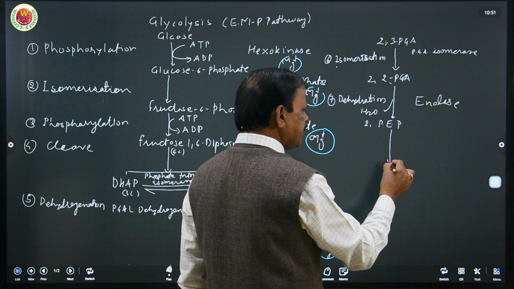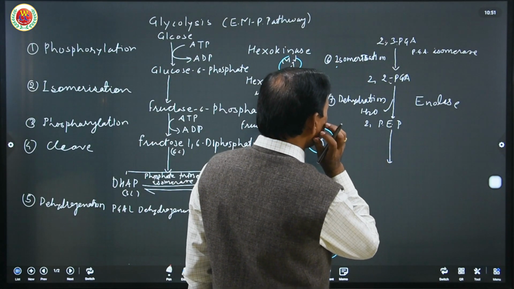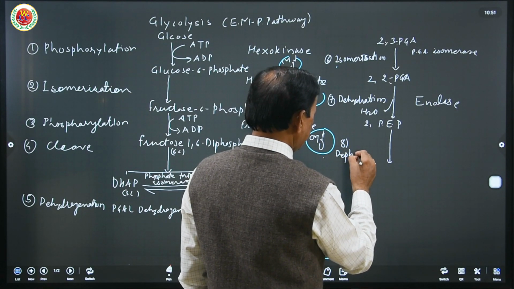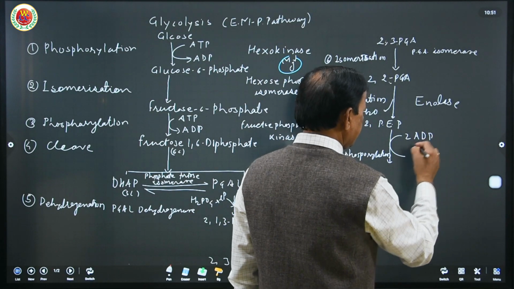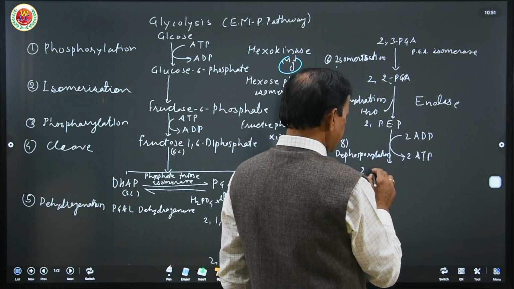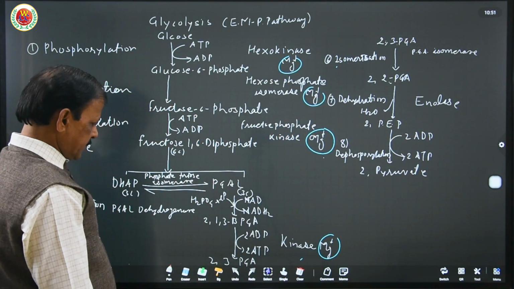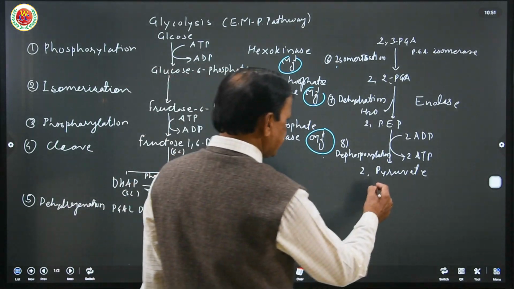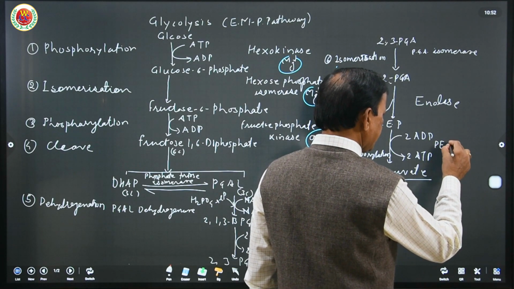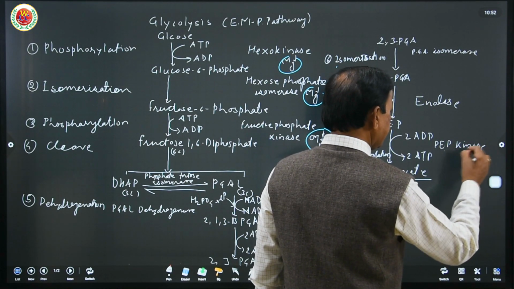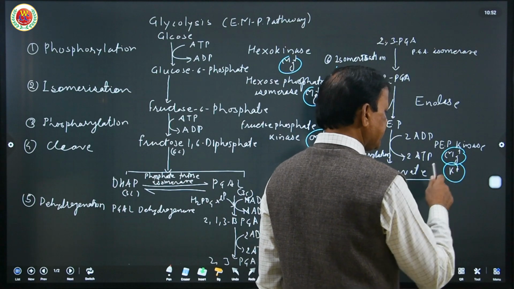Now the phosphoenol pyruvic acid undergoes the next and last step, dephosphorylation, the 8th stage. Phosphoenol pyruvate is converted into pyruvate. Again 2 molecules of ADP produce 2 molecules of ATP. Finally the process is completed and 2 molecules of pyruvic acid are produced. It is catalyzed by the enzyme phosphoenol pyruvate kinase, in the presence of magnesium as well as K positive.